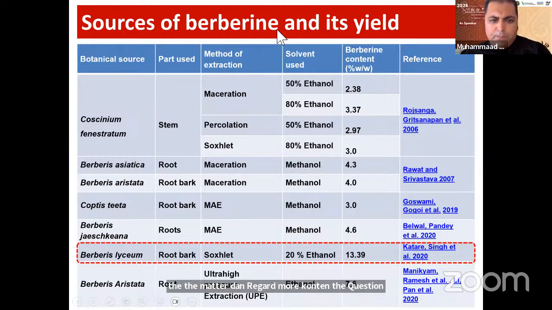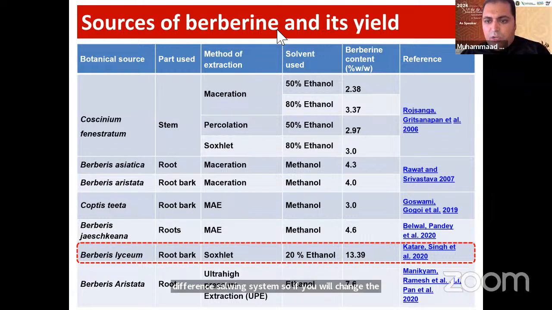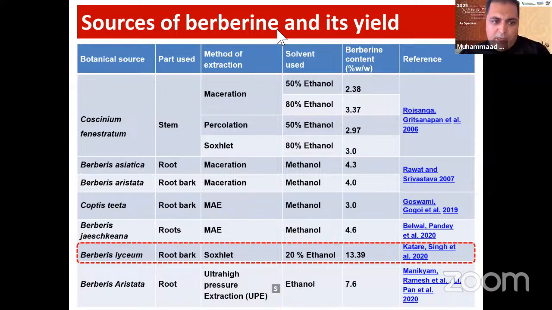Now, the first part of your question is, will the percentage of berberine we get be the same? No, never. Because different methods have different principles and different solvent systems. So if you change the method, the content of berberine will change. Another part of your question is, what is the reason we use microwave instead of maceration method? And can we use MAE for all plants?